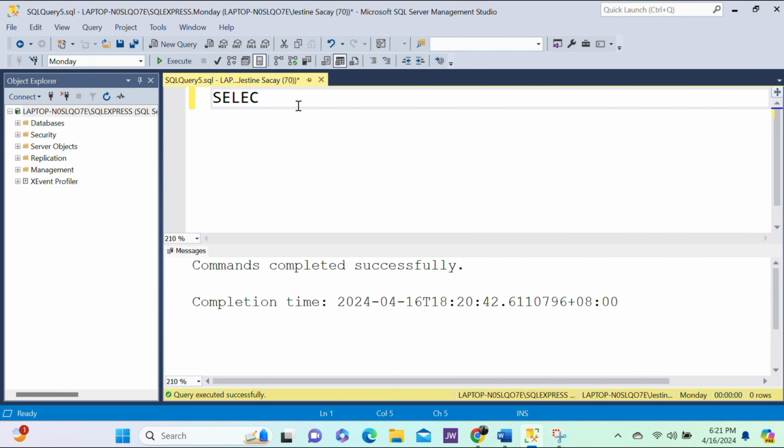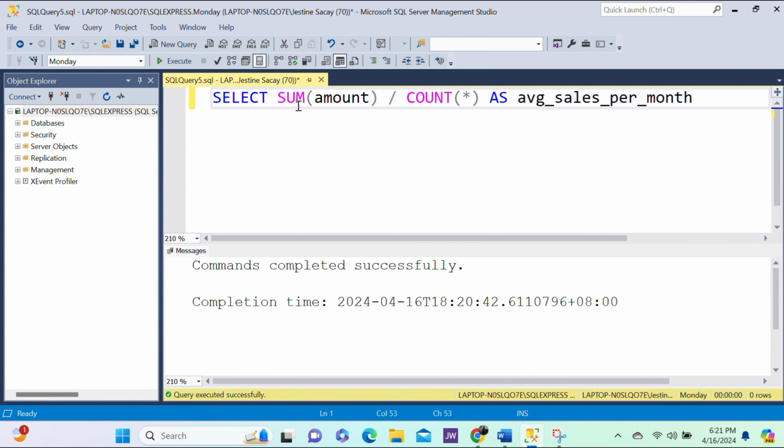Suppose we have a table called sales, and we want to calculate the average sales per month. We can use the division operator to achieve this. In this example, we're summing up the amount column, or the dividend, and dividing it by the total number of records, or the divisor, to get the average sales per month.